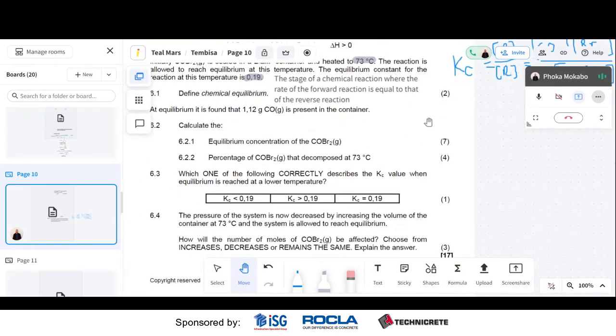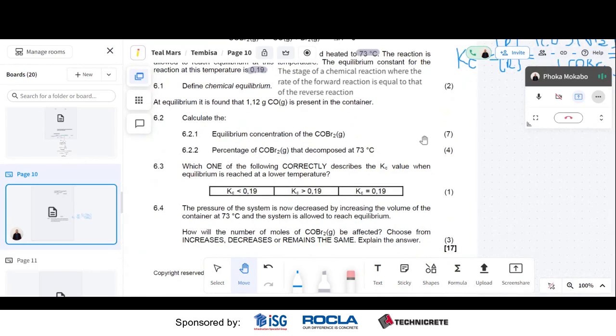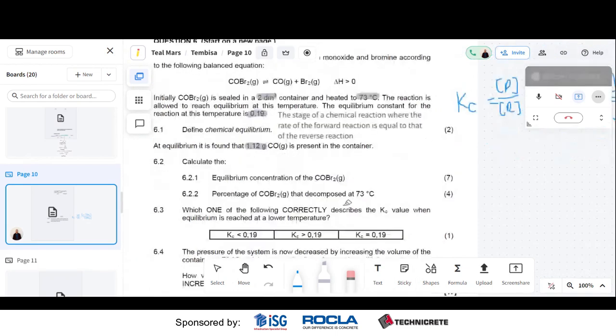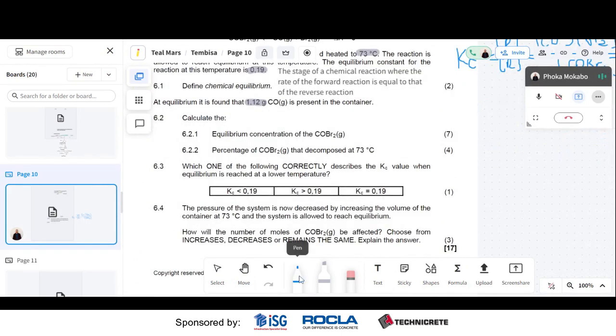Now, we say at equilibrium, it is found that 1.12 grams of CO, carbon monoxide, is present in the container. Calculate the equilibrium concentration of carbonyl bromide. That right there is most definitely, obviously, an ICE table question to do. And let's try to tackle it quickly.